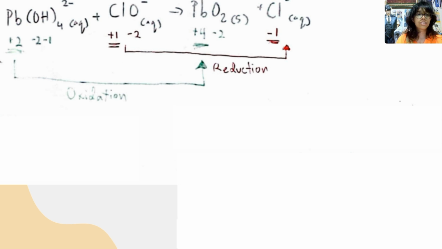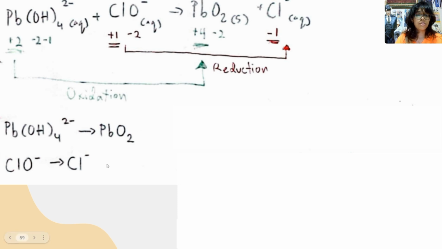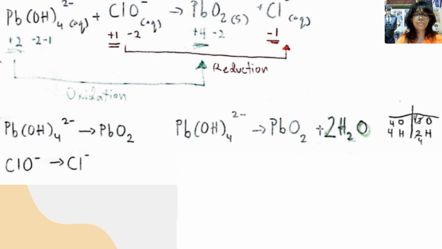So now we're going to separate the oxidation and reduction into 2 separate equations. So over here, we have our oxidation equation, and over here we have our reduction equation. So these are going to be our half reactions to make everything easier. So next thing we want to do is write down our reduction half reaction.